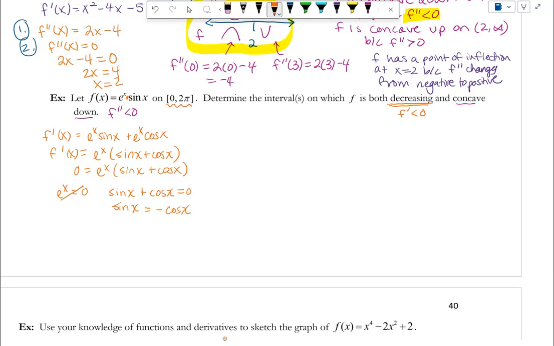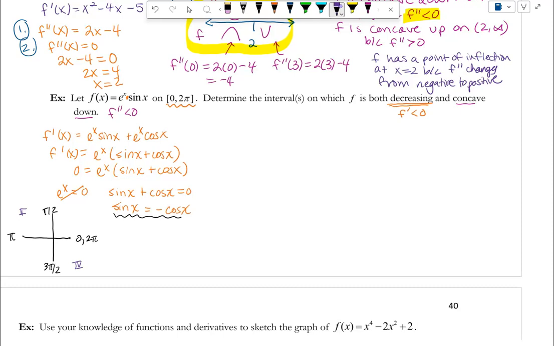So if we're looking at this closed interval from 0 to 2 pi, I might want to just imagine my unit circle. So I know I've got 0, pi over 2, 2 pi over 2, 3 pi over 2, and 4 pi over 2, aka 2 pi. So I know that, first of all, for sine of x to be negative cosine of x, for those to have the same absolute value but have opposite signs, that could only happen in quadrant 2 or in quadrant 4.